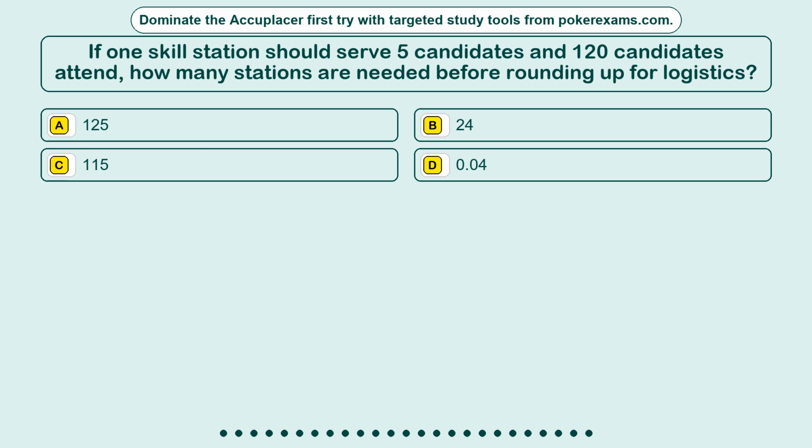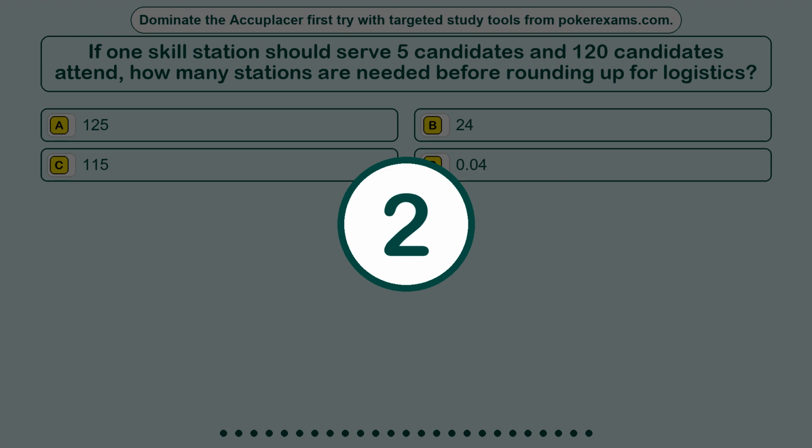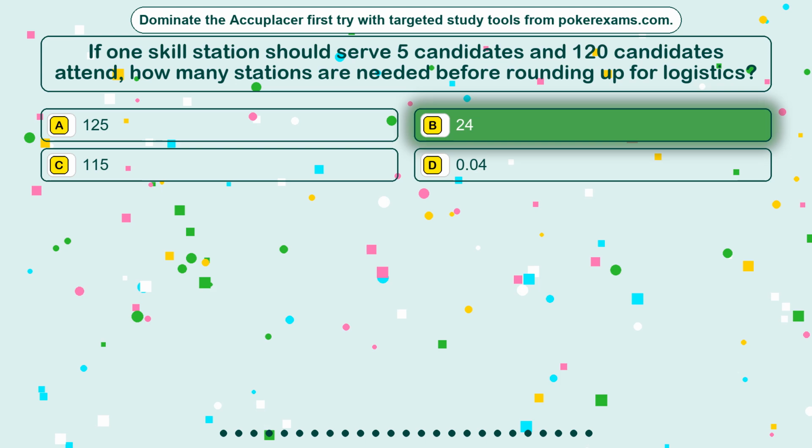Question 5. If one skill station should serve 5 candidates and 120 candidates attend, how many stations are needed before rounding up for logistics? Option A, 125. Option B, 24. Option C, 115. Option D, 0.04. The correct answer is option B, 24.